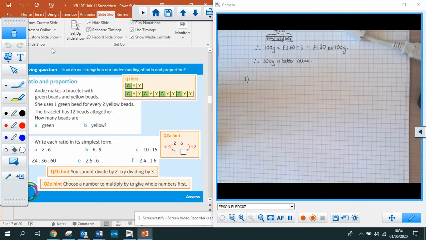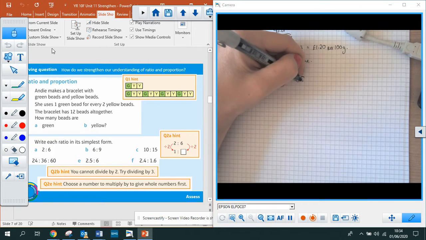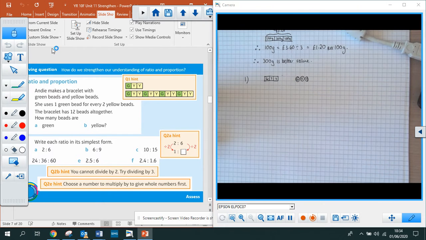Okay, so they've given you a hint, and the hint starts by saying, well, for every 1 green bead she uses 2 yellow beads. Okay, so if you imagine the bracelet, so far we have 3 beads to it, 1 is green, 2 are yellow. Okay, and it says the bracelet altogether has 12 beads. Okay, so we need to see how many lots of this set of 3 beads, 1 green, 2 yellow, are going to go in and make up our 12 beads.